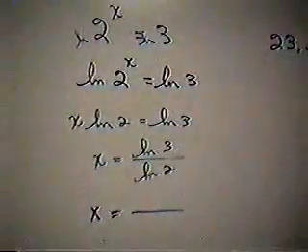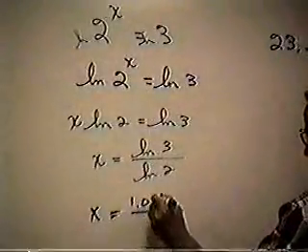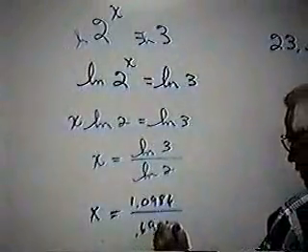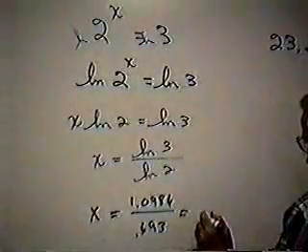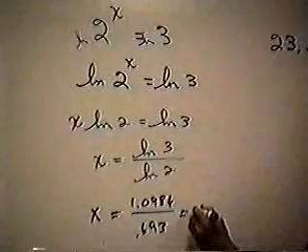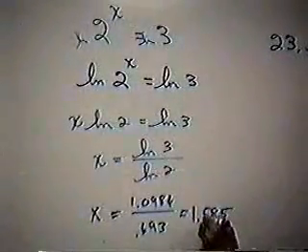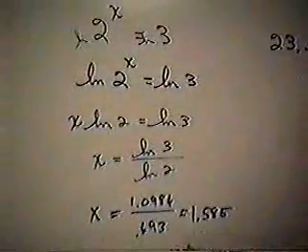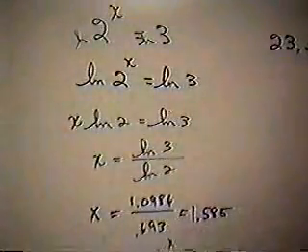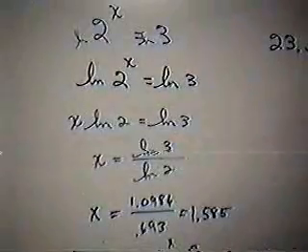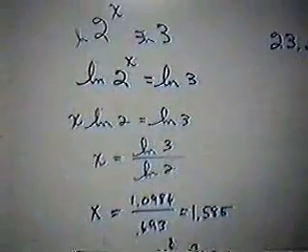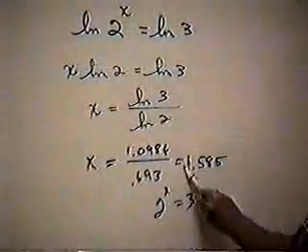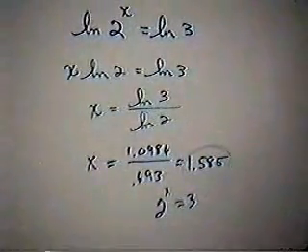look up the log of 3, which is 1.0986, and the log of 2, which is 0.693. Take a calculator, divide that out, and get your answer of 1.585. Well, that's a sensible answer, see. 2 to what power is equal to 3? Well, 2 to the first power is 2, and 2 to the second power is 4, so it must be somewhere between there, and it is.